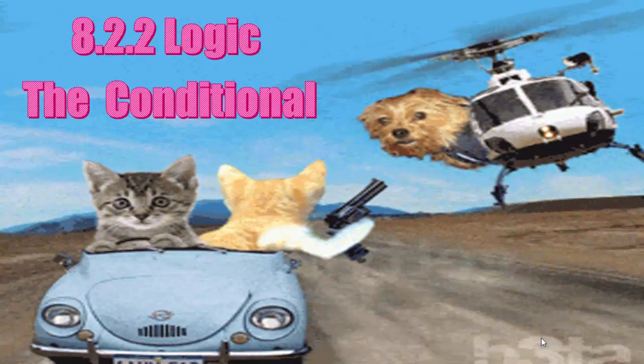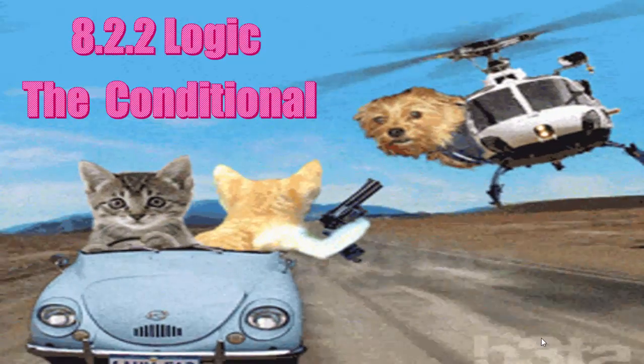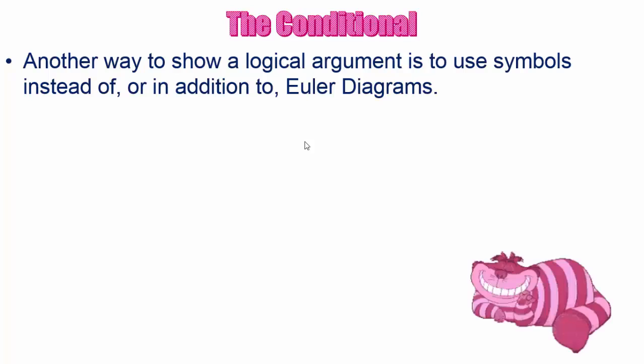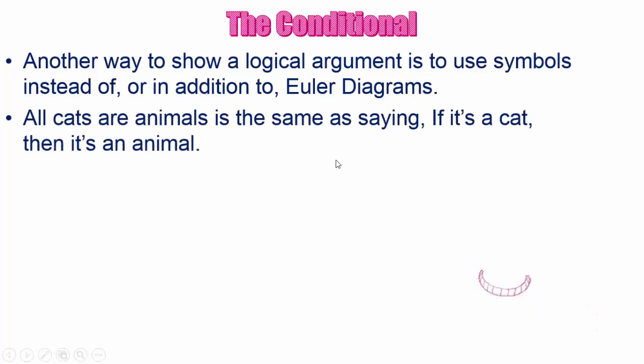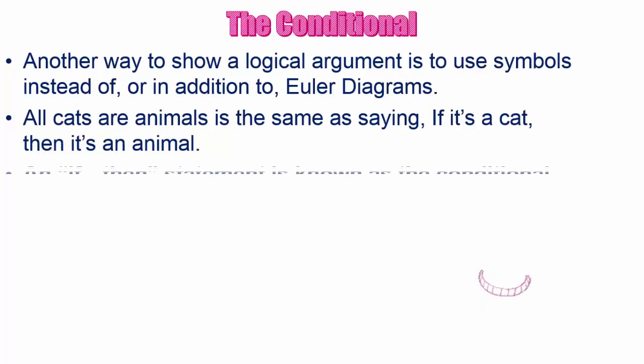Hello, welcome to Chapter 8.2, Part 2, Logic, and this is going to be about what's called the conditional. Another way to show a logical argument is to use, instead of an Euler diagram or along with an Euler diagram, symbols. All cats are animals is the same thing as saying if it is a cat, then it is an animal. This is called an if-then statement.